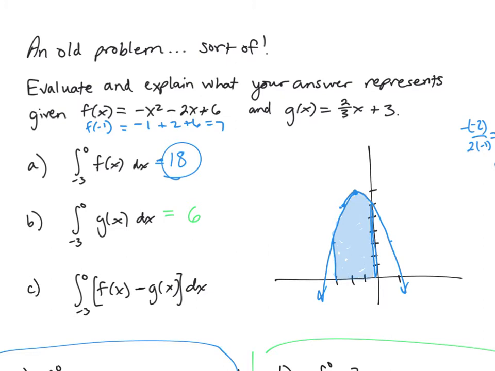Okay, so that should be our first answer. And then if we take the time to sketch the linear function in here, plus 3, y-intercept of 3, down 2 over 3 puts me right here. And I have something like that for my g of x. And if we're going with integral as area under the curve, then this represents the area under that line, which would be that region right there.